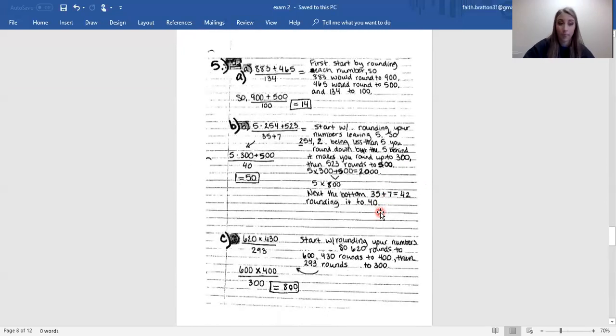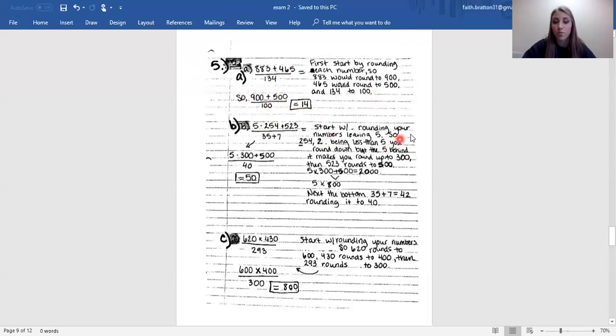Million. 5. Okay, number 5. They're wanting us to use rounding to the leftmost digit. So they give us 883 plus 465 divided by 134. You first start by rounding each number. 883 would, of course, round to 900. 465 would round to 500 because once you get to 5 or past, they always round up. And if they're lower than 5, they round down. 134 is under 5, so it rounds down to 100. So 900 plus 500 divided by 100 equals 14.